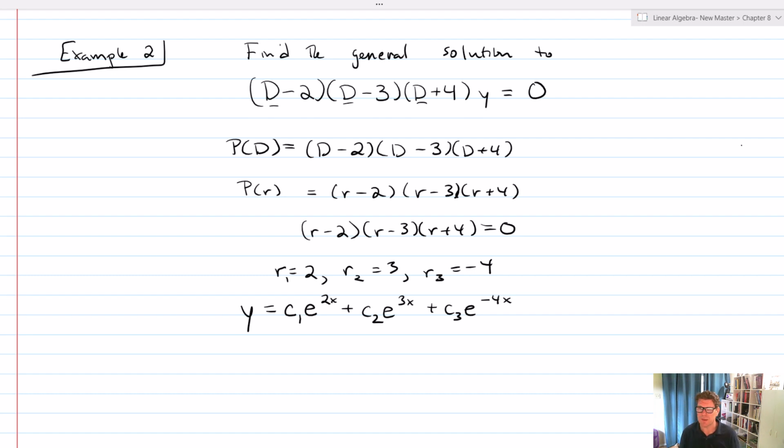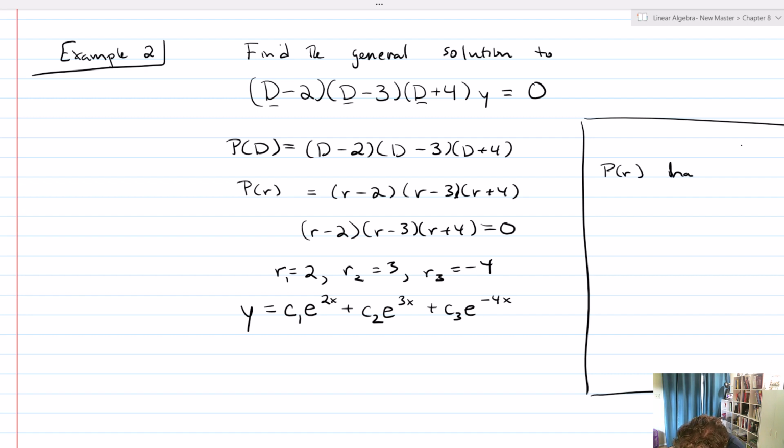All right, so in this case, when it's in this form, it's really quite simple to see what your solution actually is. Now, notice here, and this is going to be our first piece, that P of r has unique real roots. That's an important piece here. And since P of r has unique real roots, this works very straightforwardly.